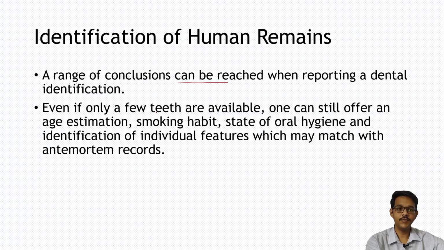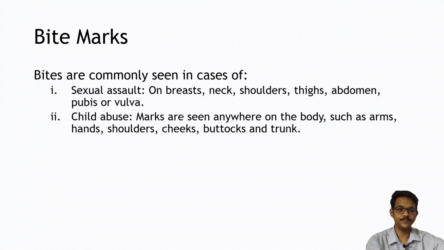Even if only a few teeth are available, one can get something like age estimation. Based on which teeth are present, age can be determined. Smoking habits and state of oral hygiene can be easily identified from antemortem records.